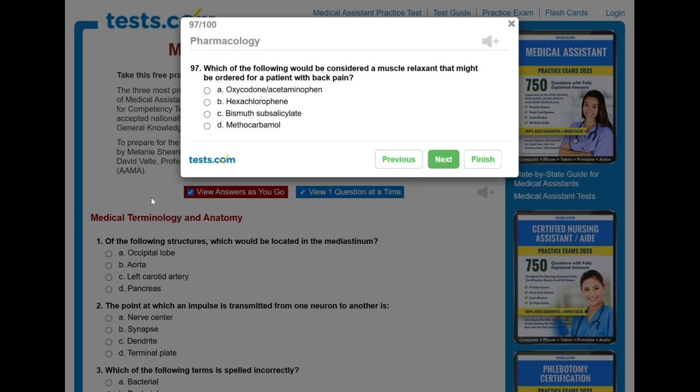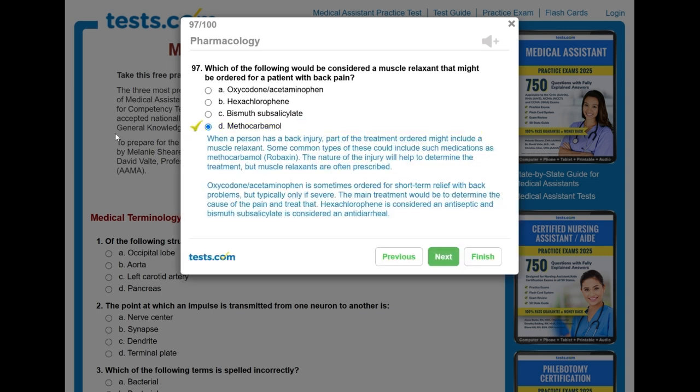Question 97. Which of the following would be considered a muscle relaxant that might be ordered for a patient with back pain? A. Oxycodone acetaminophen, B. Hexachlorophene, C. Bismuth subsalicylate, D. Methocarbamol. D. Methocarbamol. When a person has a back injury, part of the treatment ordered might include a muscle relaxant.